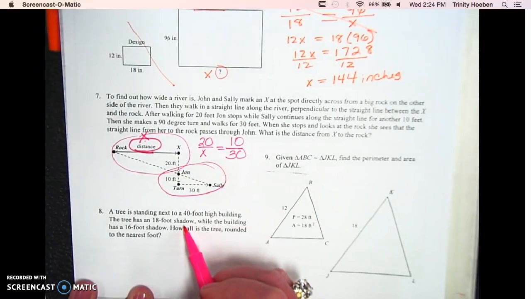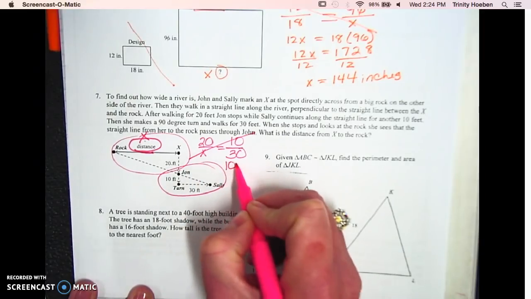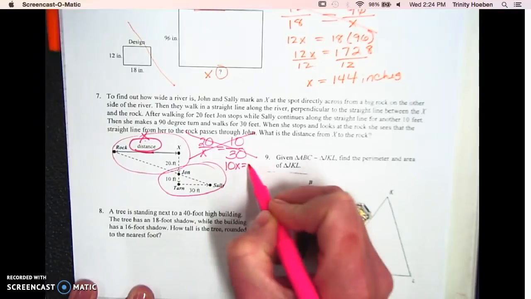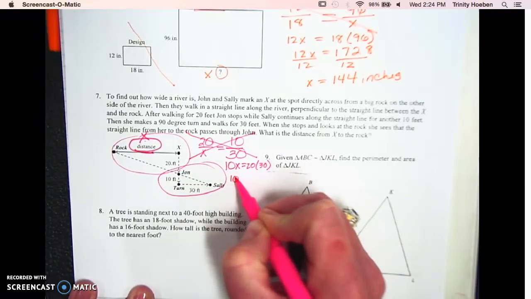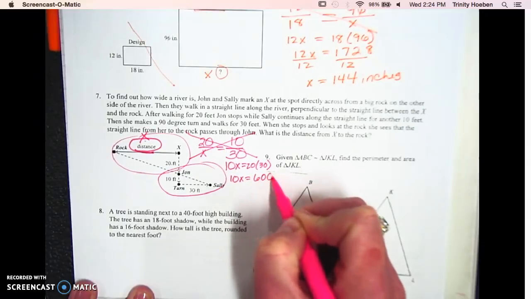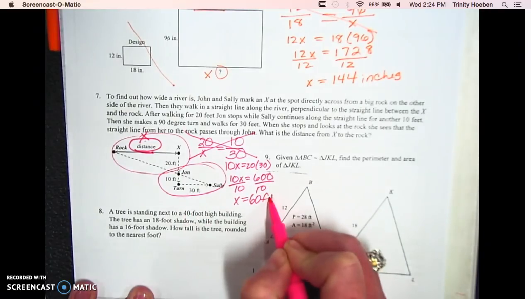Then I can do my cross product and solve. So I prefer my variable on the left, so I'm going to multiply x times 10, which is 10x. Set that equal to 20 times 30, which is 600. Divide both sides by 10. So x is equal to 60, and this one is measured in feet.